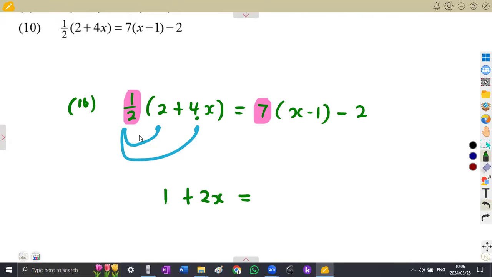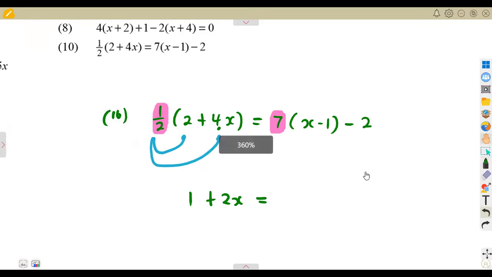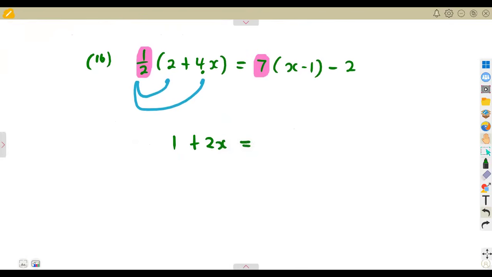There is a 7 that is affecting the bracket. So the 7 there has to multiply everything inside of the bracket. 7 times x is 7x. 7 times -1 is -7, and there is a -2. The -2 is just there to be subtracted. It is not expanding anything. It is just there to be subtracted.